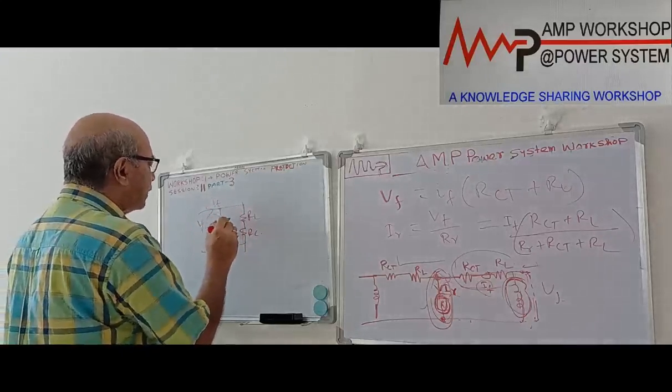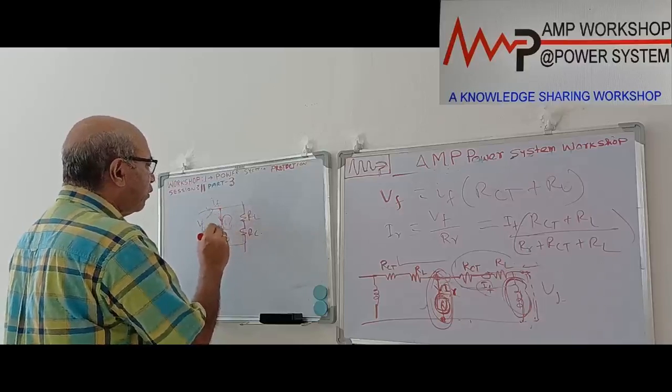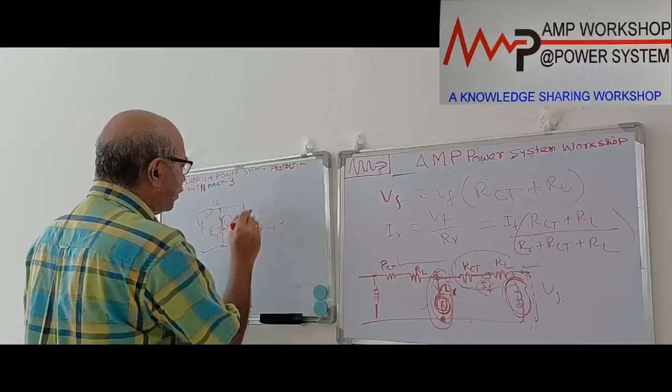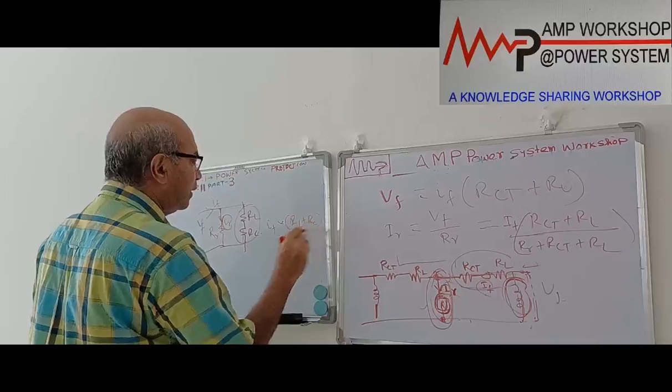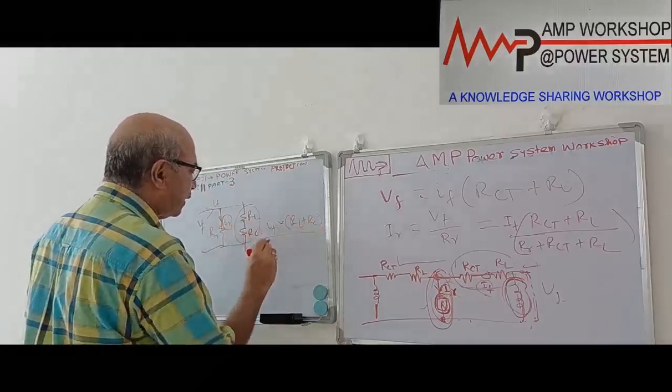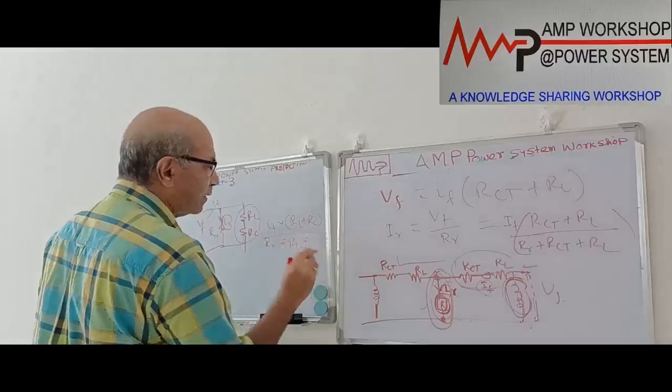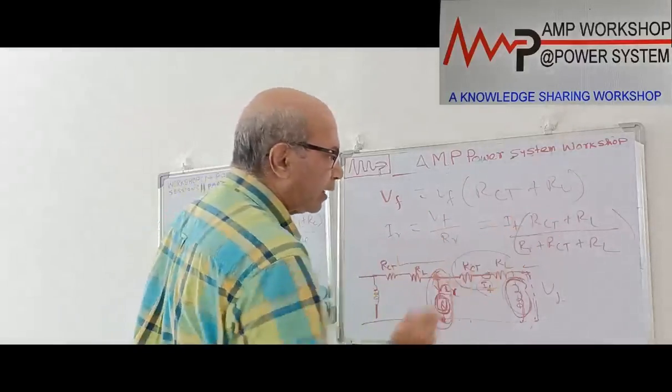How much current will be? This current through this path equals the total current times the opposite path resistance, that means RL plus RCT, divided by the total resistance, that is RR plus RL plus RCT. I have written that over there. This is the IR current, this IR.